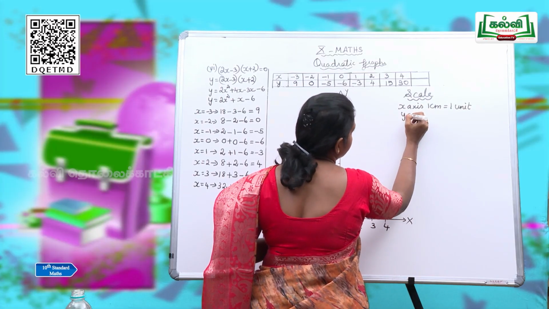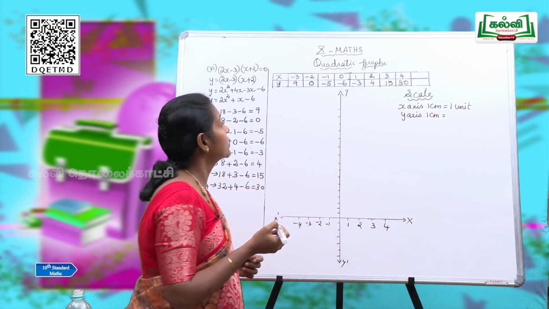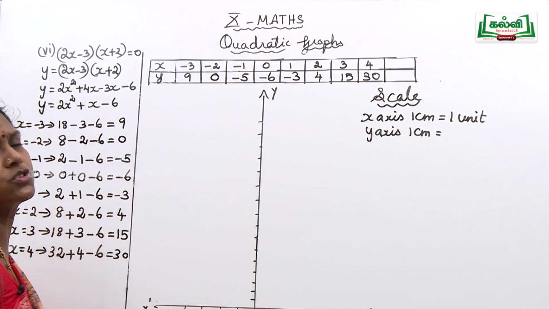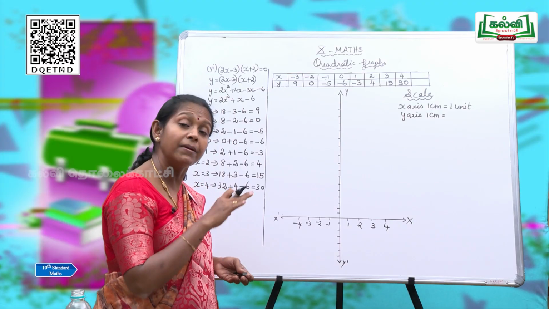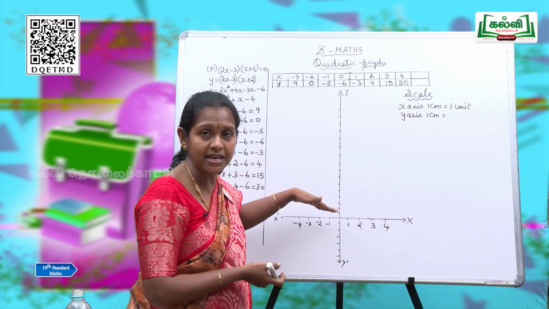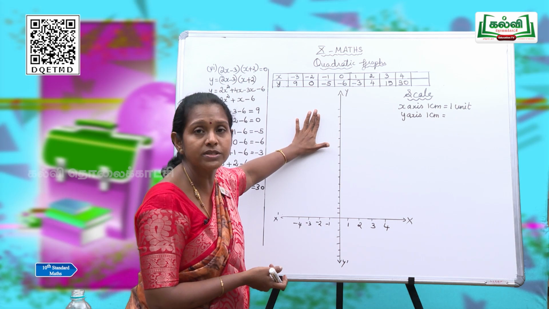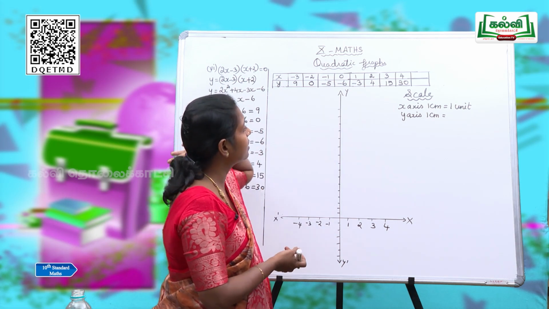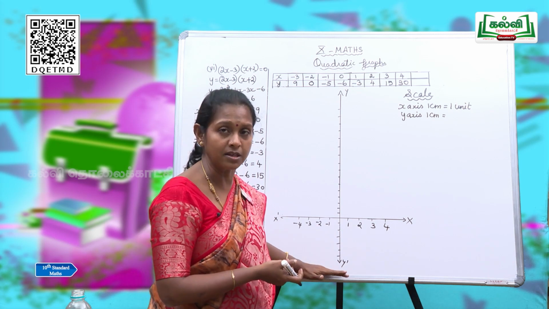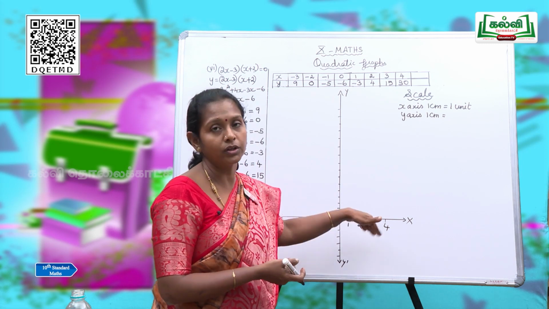Next, y-axis, we will write and keep it ready. Y-axis 1 centimeter. Now, see this, what is the maximum value, children? 30, plus or minus? Plus 30. So that when you draw the x-axis and y-axis, you should keep more sides on the positive side of y. On the negative side, minus 6, so on this side it is enough to mark only 6. According to that, you have to measure and draw the lines.